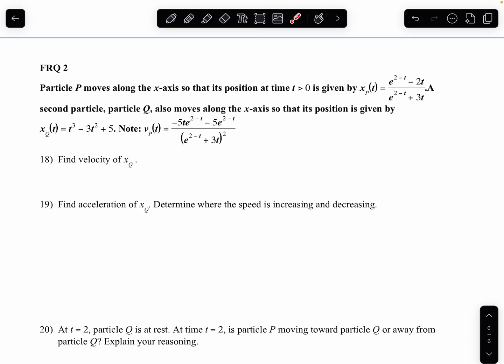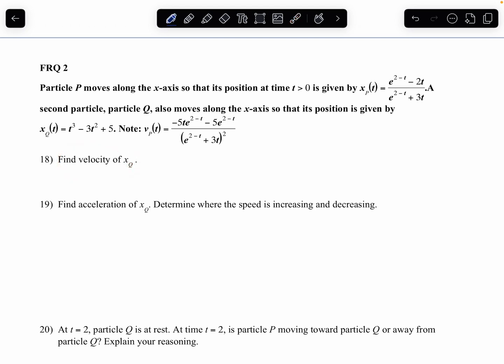Okay, and then I have this right here. So we have particle P moves along the x-axis so that its position at t greater than 0 is given here. We have a second particle Q. It also moves along the x-axis, and we're given its position, and we're given the velocity of particle P.